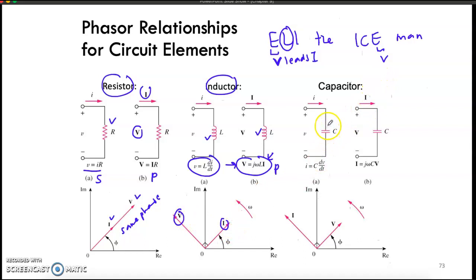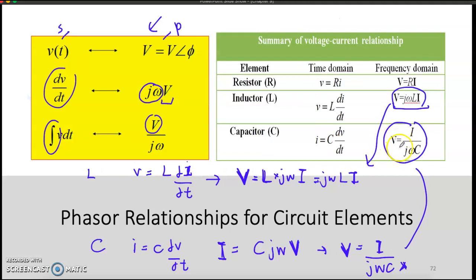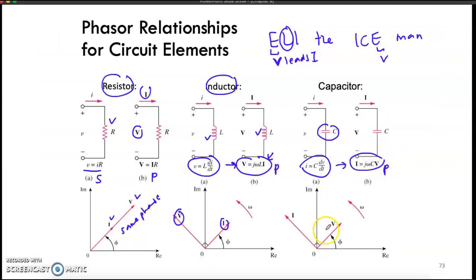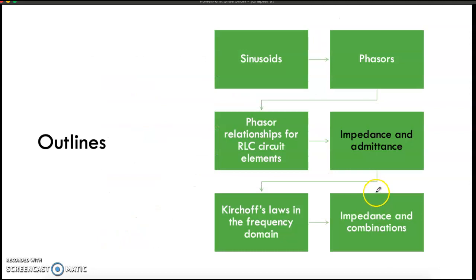How about the capacitor? You can represent this as a capacitor. You know the formula is I equals C dV/dt. In sinusoid, you transform to the phasor: I equal j omega C V, like in the previous slide, right? And then ICE man, this is a capacitor, so the current leads, E is the voltage. So you can see the current leads the voltage. Okay. So this is the relation.